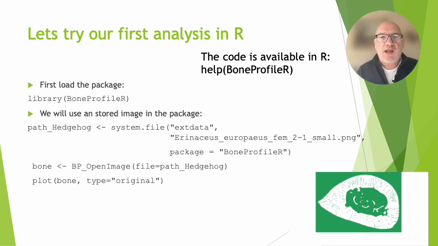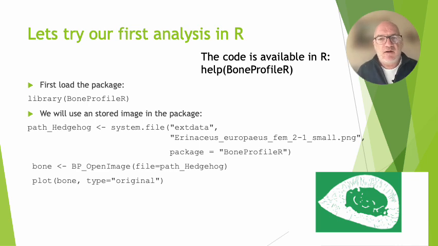We open the image. You can open an image as PNG, as TIFF, as JPEG. I do not recommend JPEG. JPEG is an image format where you lose quality when you use it. It's better to use TIFF, for example, or PNG. When you have loaded the image, you can plot the image with this function, plotBone. We have stored the image in the object bone and type original. We just plot the image.